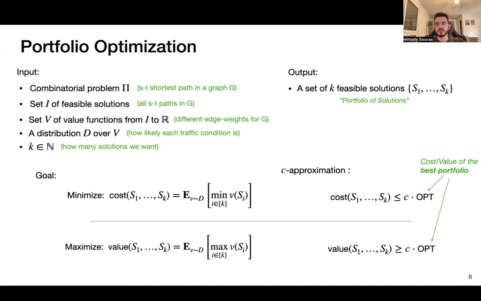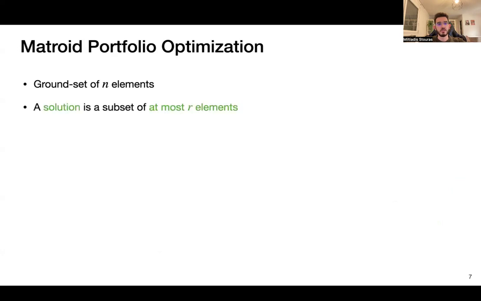Now we're going to instantiate it for a very simple problem that gives us a very clean question to work with, but still preserves the core hardness of this objective function. So we're going to work with linear maximization over matroid constraints. In this problem, we will have some ground set of elements, and the solutions are simply going to be subsets of these elements that have cardinality at most r. You can also think that solutions can be independent sets of some underlying matroid. If you don't know what a matroid is, you can simply ignore this for now.